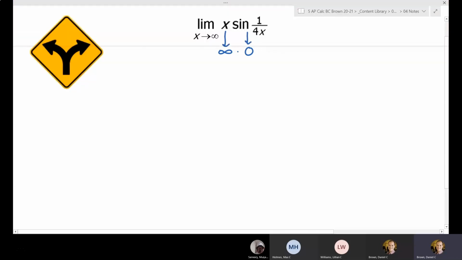What's one way we can rewrite this problem so that we can see the fraction and use L'Hopital's rule? X over cosecant 1 over 4x. Say it again. X over cosecant 1 over 4x. All right, let's try it. So x will leave in the numerator, and then I know sine is the same thing as cosecant.